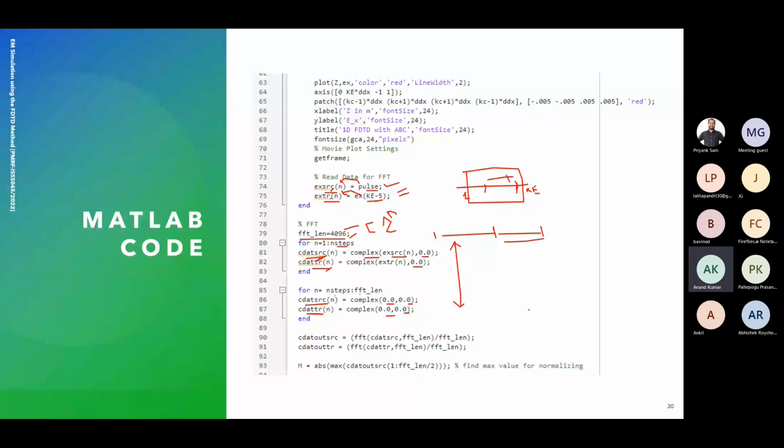I believe yes. Am I still audible? And can you see the slide number 30? Yes, sir. Yeah.